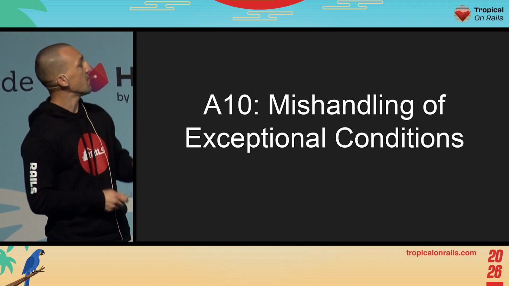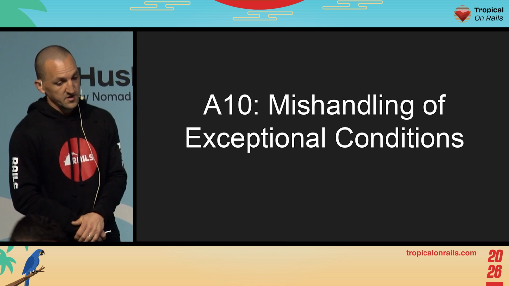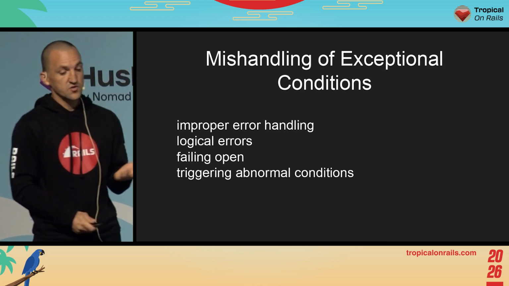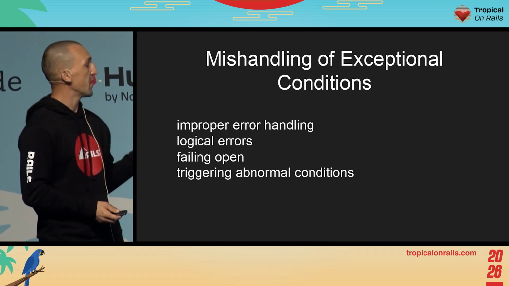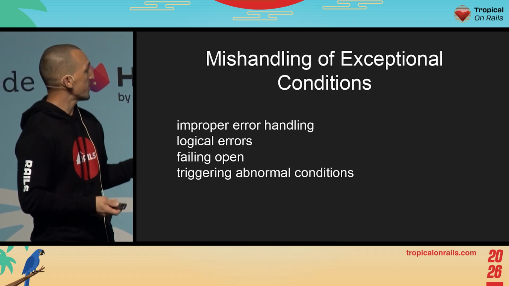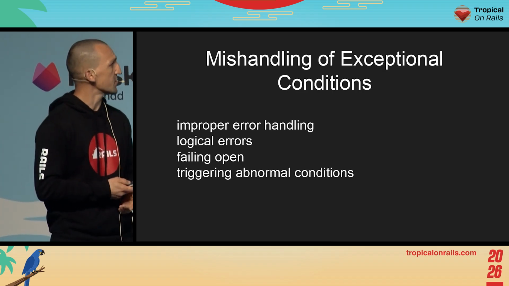So we are starting with number 10, which is mishandling of exceptional conditions. This category includes issues like improper error handling, logical errors, failing open, or any other vulnerabilities caused by triggering abnormal conditions in an application. I have a few examples for you.